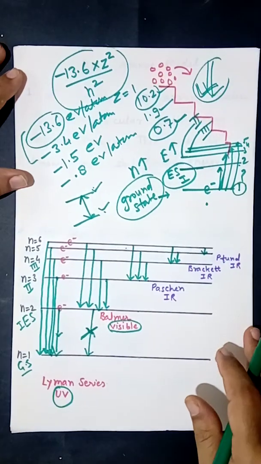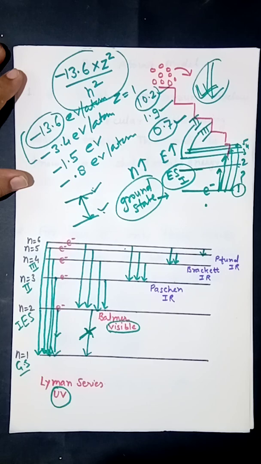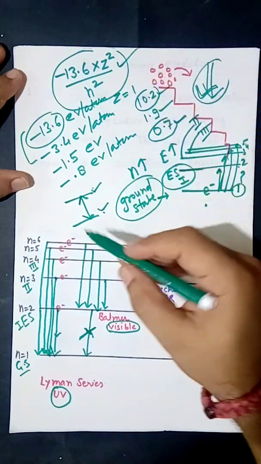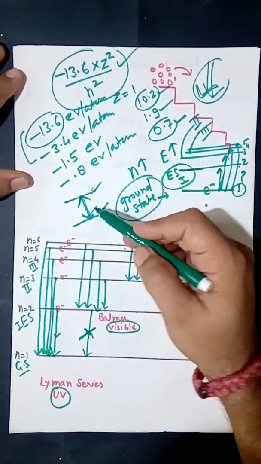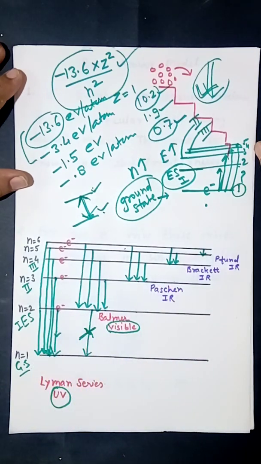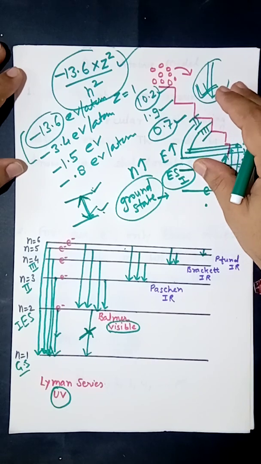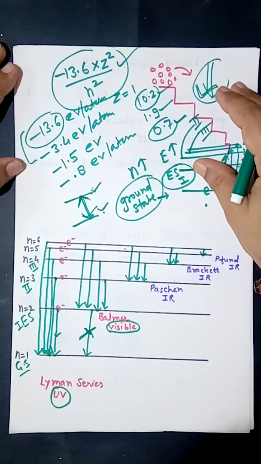Here Z is the atomic number. So if you change the atom from hydrogen to another atom like helium or lithium, the value of Z will change. The difference of energy will change, and therefore the wavelength of the radiation will change. So each and every atom has a definite pattern for its emission spectrum, and therefore the emission spectrum is also known as the fingerprint of an atom.